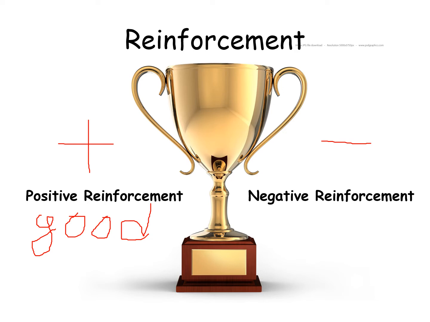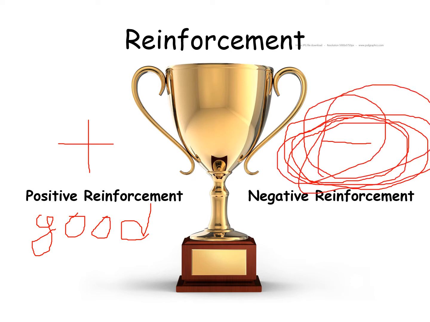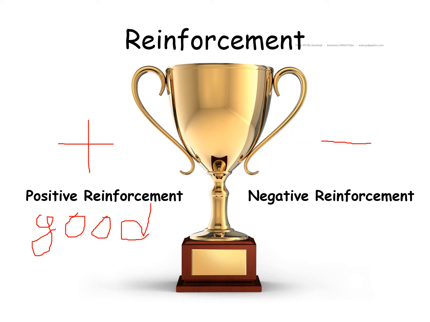Okay, so next we have negative reinforcement. This is what will oftentimes trip people up, and that's why the plus and minus signs are so good. Okay, so the plus sign, positive reinforcement, we are adding something that is good. Negative reinforcement is we are taking something away. So we are subtracting something. Now, what type of thing are we going to subtract? We are going to subtract something that is bad or something that we don't like.